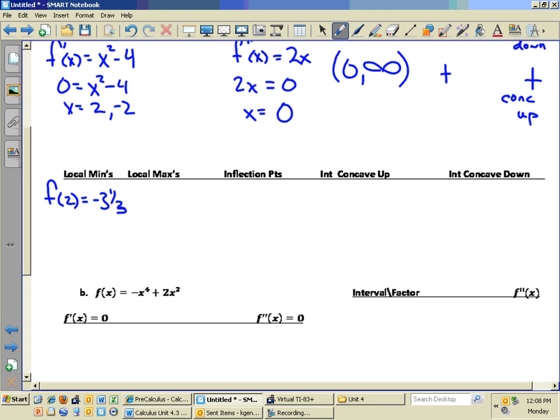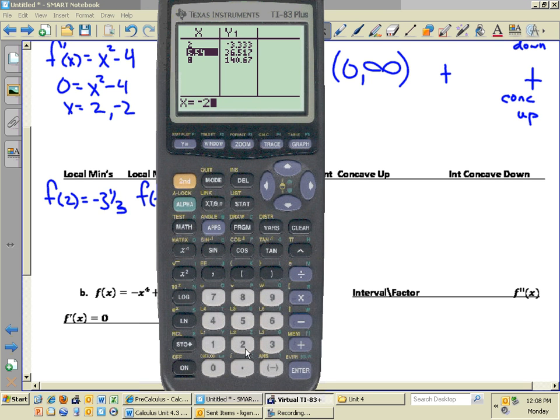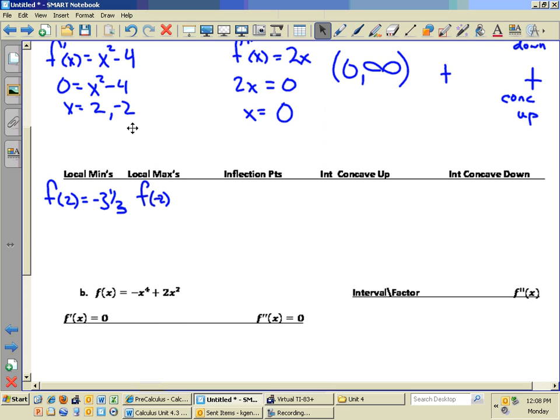Local max is going to occur at f of -2. And at that point, if I plug in -2, I get 7 1/3. That's where I have my local max.